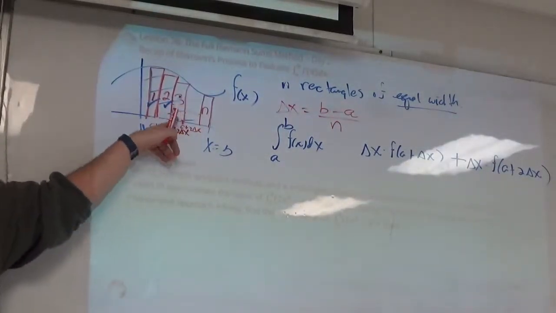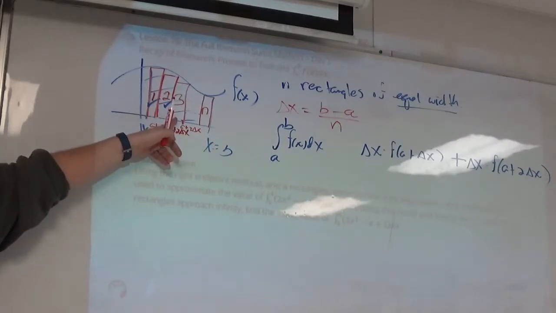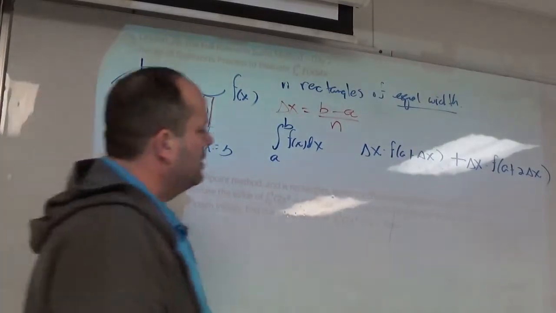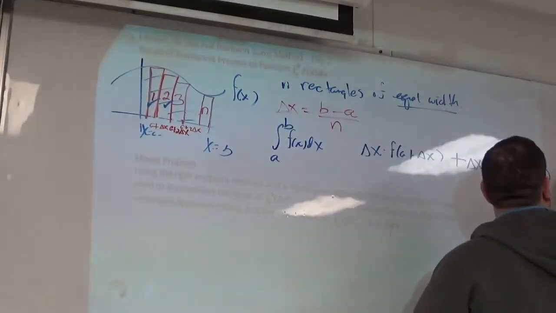I want to get some hands on this. What's the area for the third rectangle? I see 1. I see 2. Uh-oh, I'm worried. I see 3. I see 4. Rebecca, what's the area for the third rectangle? Delta x.